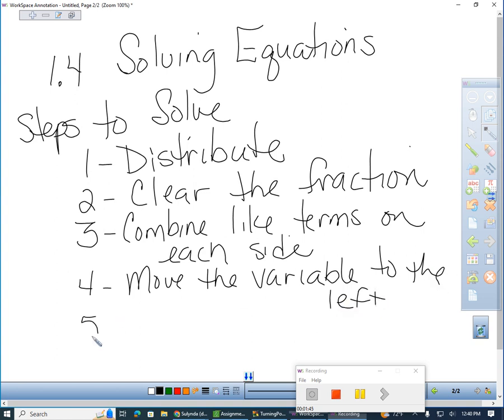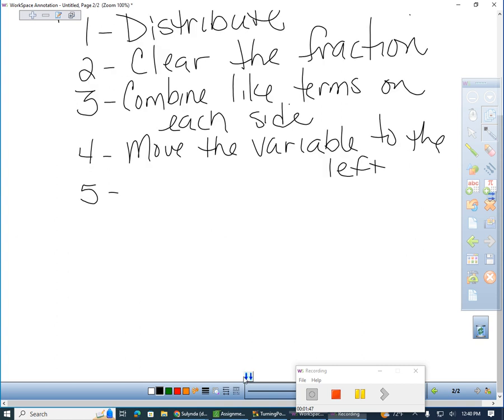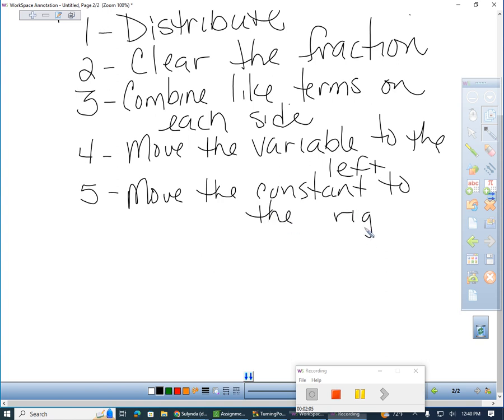Step number 5, we're going to move the constant, or anything we don't want or isn't one of those variables, to the other side. We're going to move the constant to the right. And step number 6, we divide by the coefficient on the variable to solve.